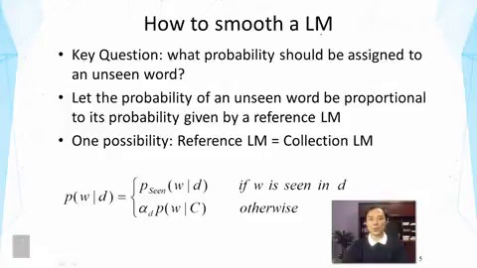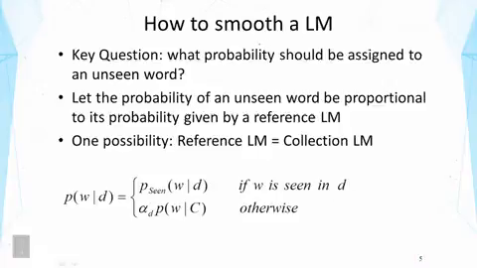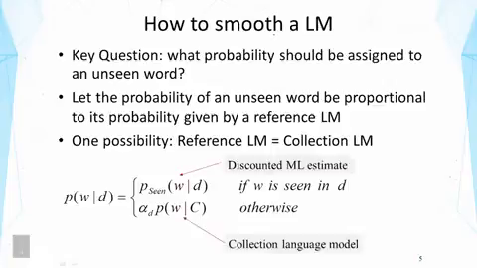So more formally, we'll be estimating the probability of a word given a document as follows. If the word is seen in the document, then the probability would be a discounted maximum likelihood estimate, P sub seen here.